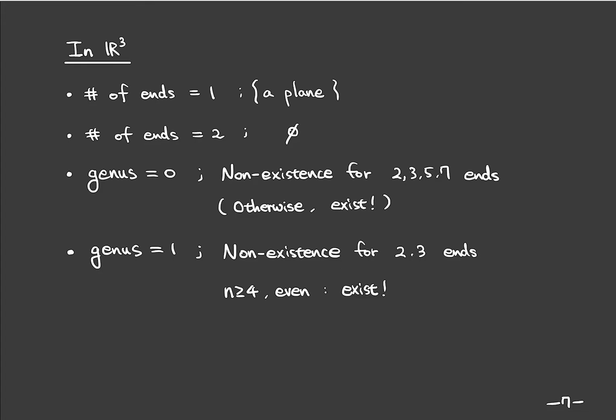Here we collect some results in R3, and the end always means an embedded planar end. So only a plane can have one end by the maximum principle, and there is no example of having two ends.